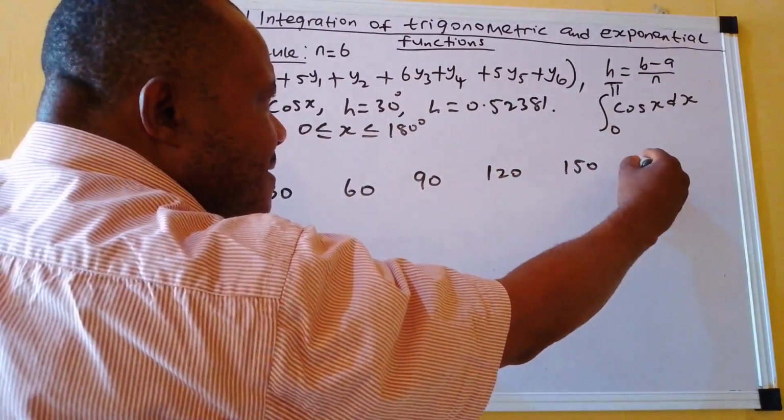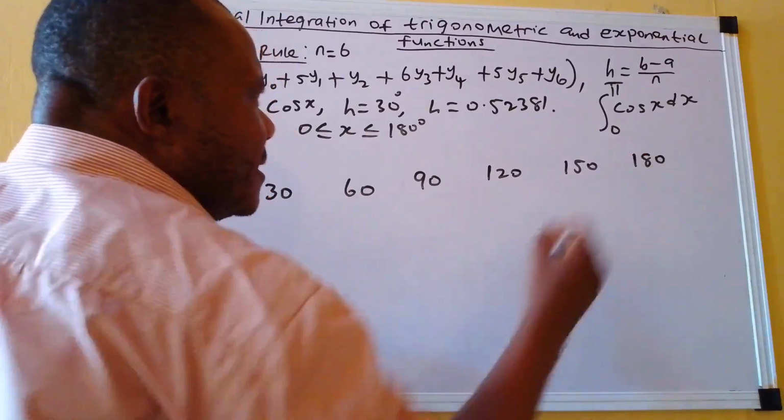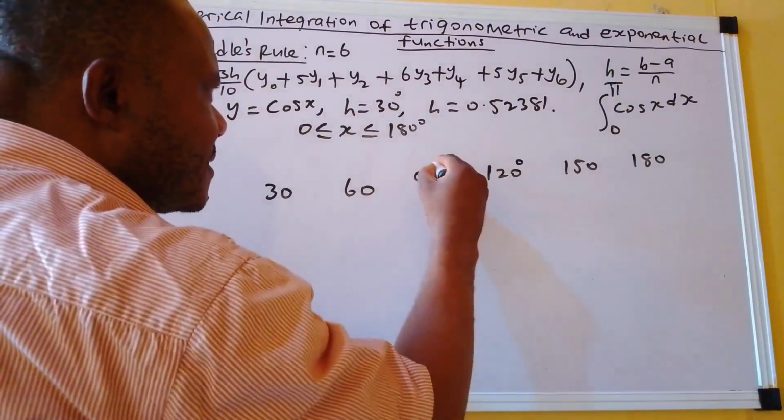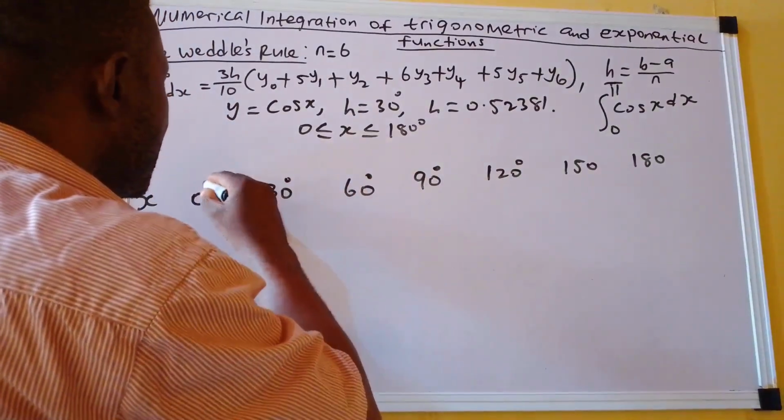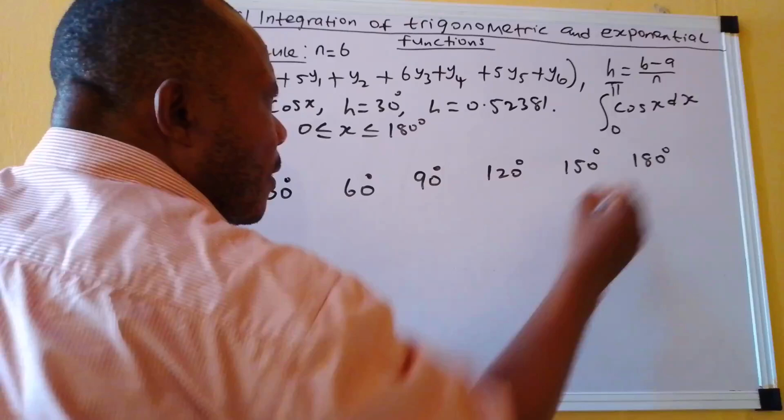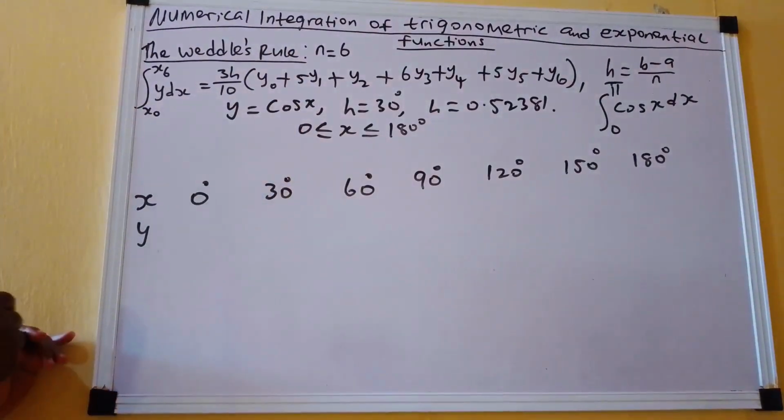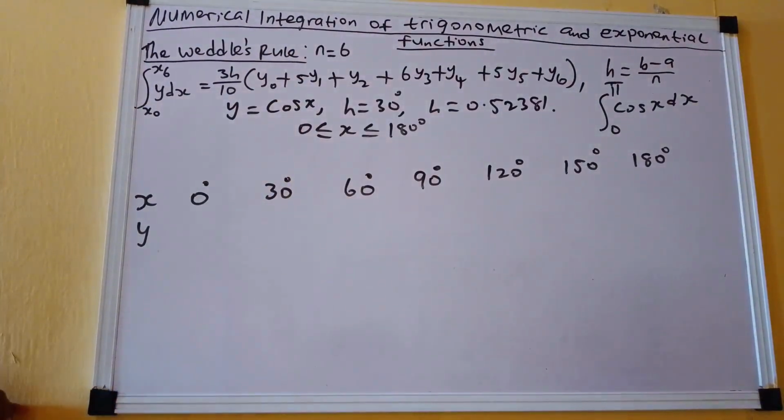When x is 180 degrees. All in degrees, including the 0. All in degrees. Now we want to get the corresponding value for y.